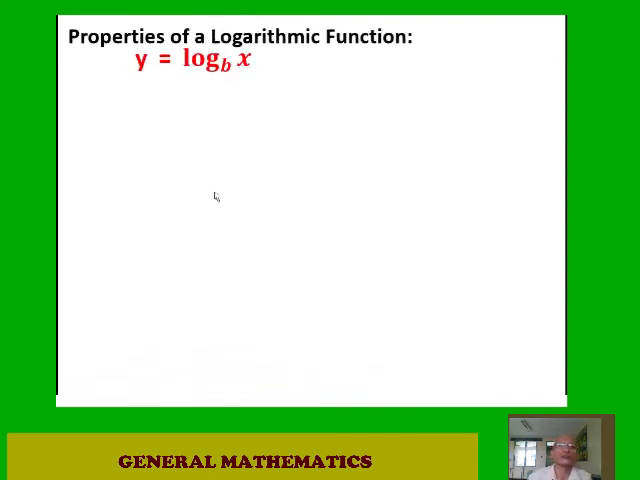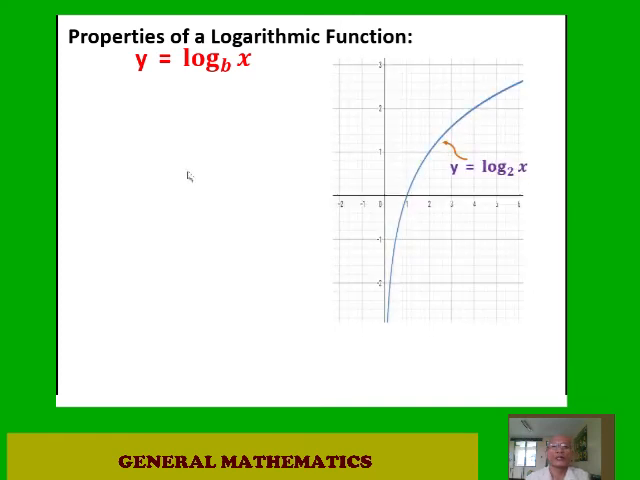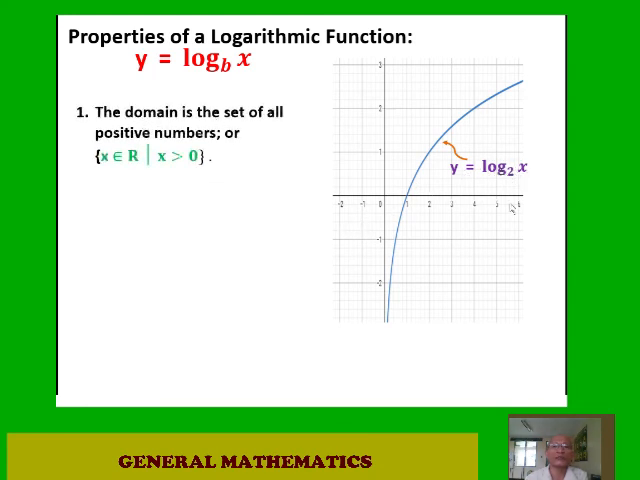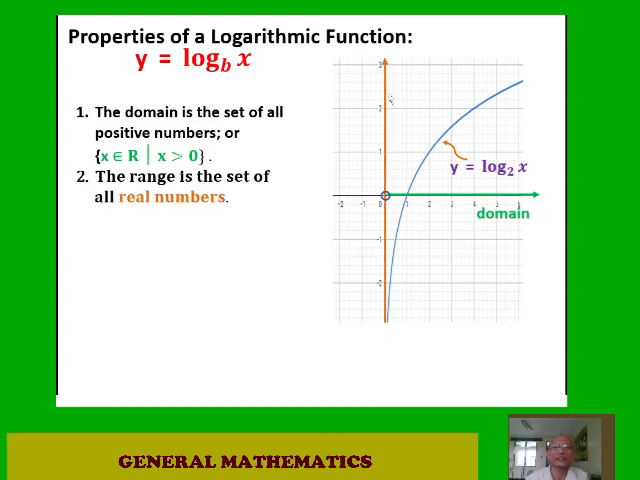Next, properties of logarithmic functions. We are going to analyze the graph of the logarithmic function y equals log x base 2. The domain of this logarithmic function is the set of x's which are elements of real numbers, x is greater than 0. We cannot take the logarithm of 0 and negative numbers. The range is the set of all real numbers. This is the range, all real numbers.